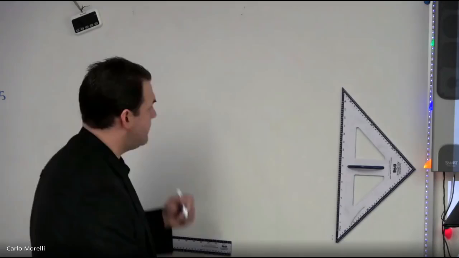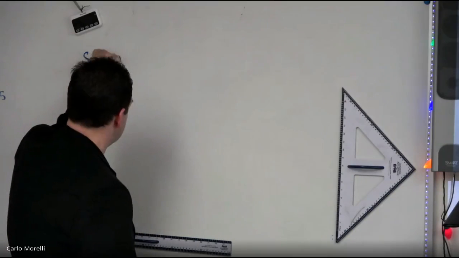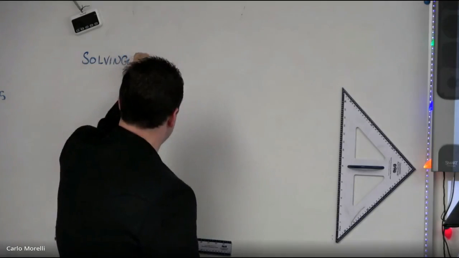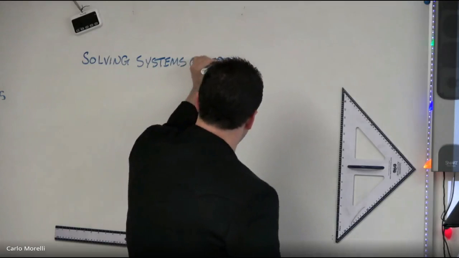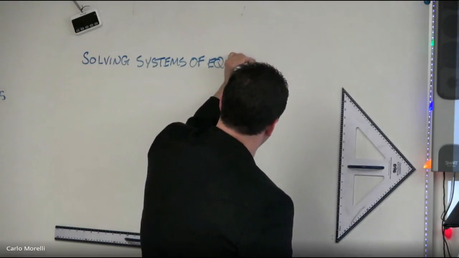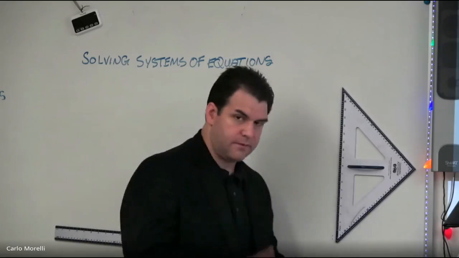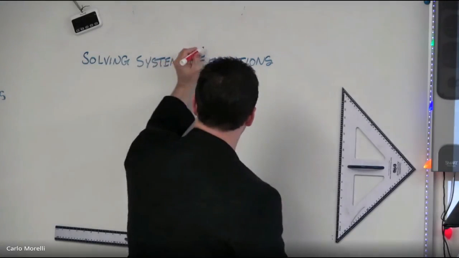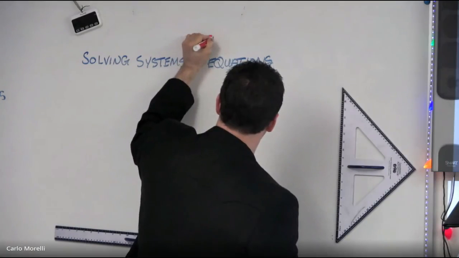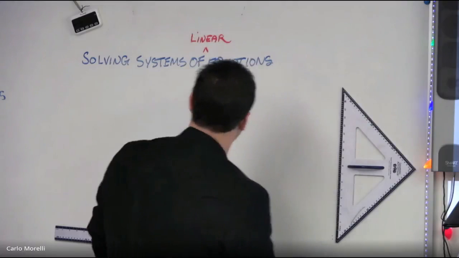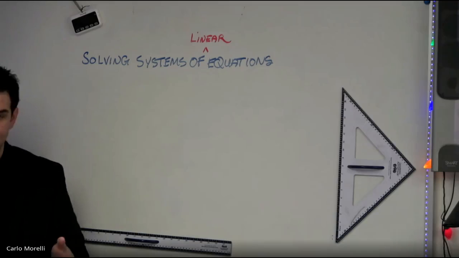Okay, so today we're going to learn about solving systems of equations. Can anyone tell me what a system of equations is? Before we define it, we're solving systems of linear equations, so we need to understand what we are doing. Linear equations. We know what an equation is: that's something with an equals sign.